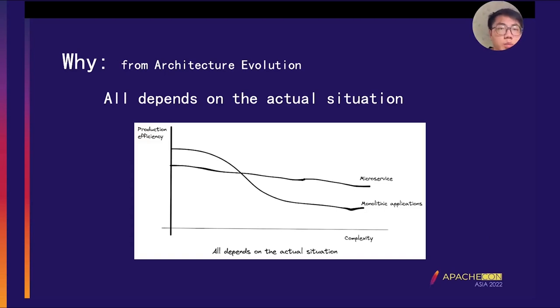But unlike most people who think it is obsolete and full of drawbacks, I personally think it still has its value in a scenario where it exists. Here is a picture that shows that productivity changes with increasing complexity, and it's only after a point of complexity that the benefits of microservices outweigh those of monolithic applications.